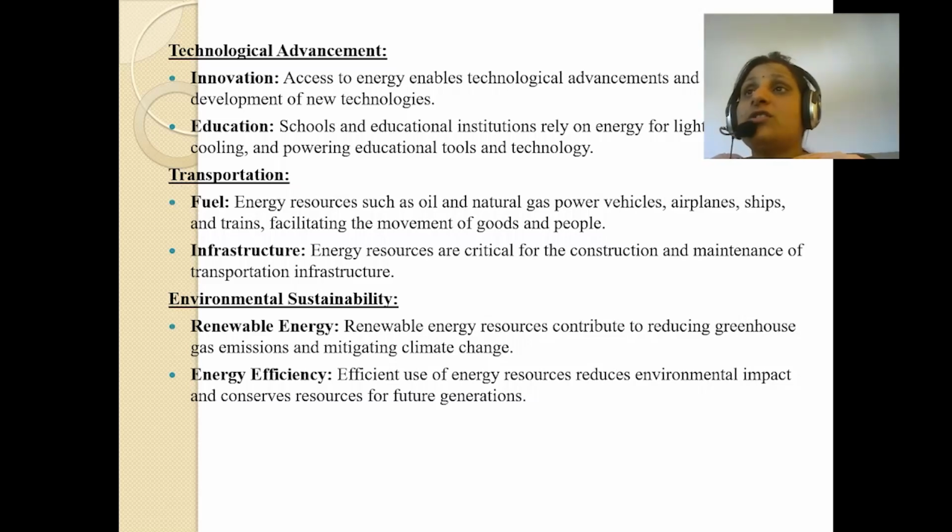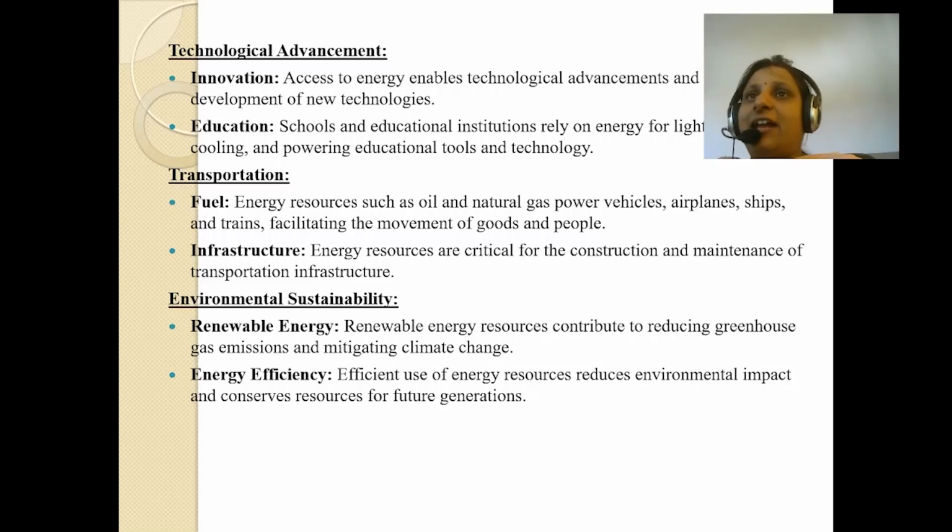Energy resources are also very critical for the construction and maintenance of transportation infrastructure. This means the infrastructure that is created for transportation. For that, we require various energy resources, which become very important for the construction of them and for proper maintenance.